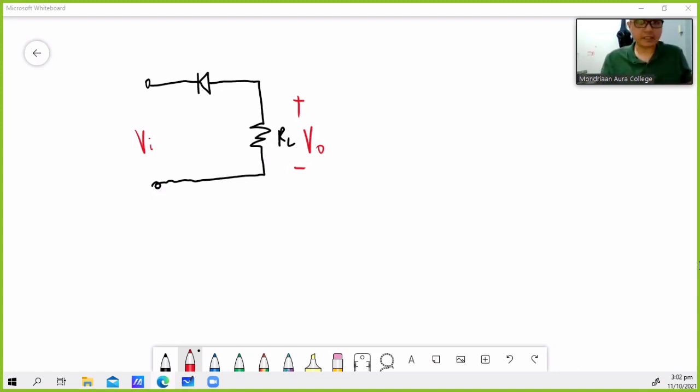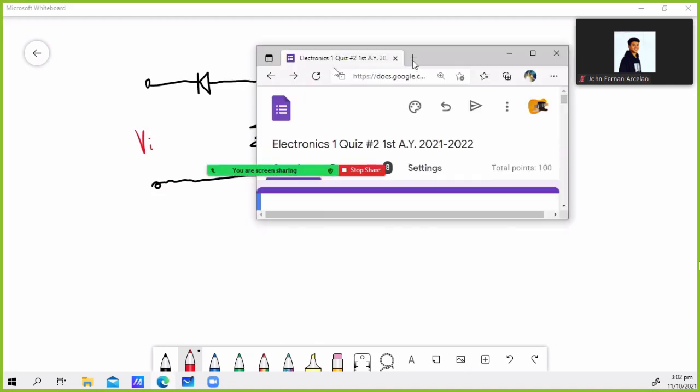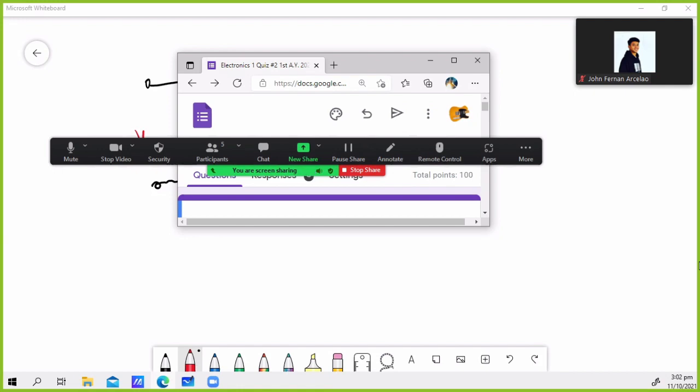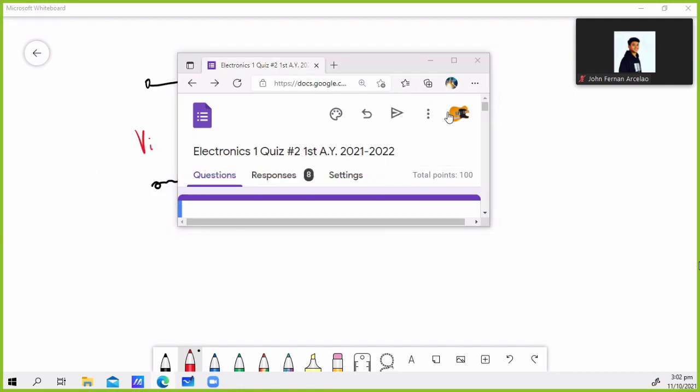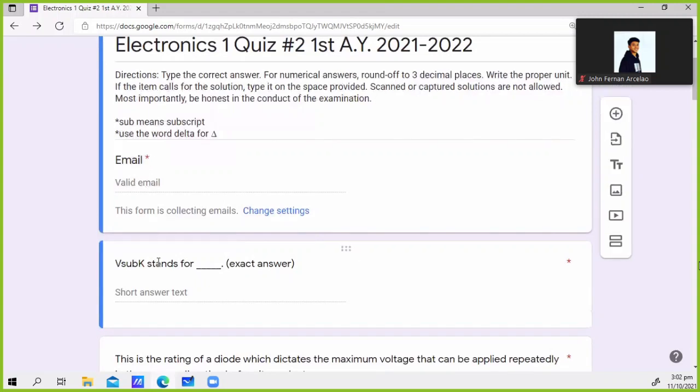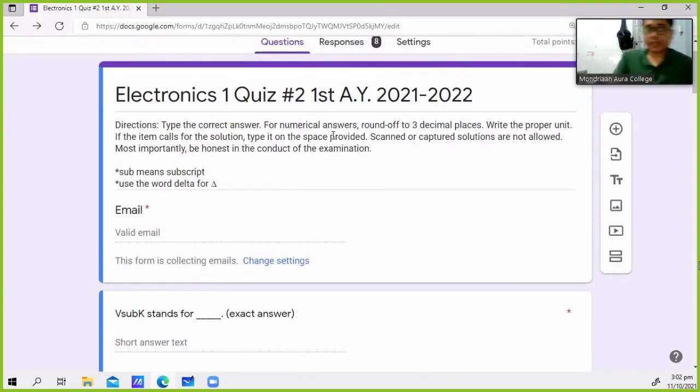So let's discuss the quiz. Okay. So directions muna tayo, no? Para klaro sa lahat, no? Pag hindi sinunod ang directions, syempre kahit tamang sagot, zero pa rin na makukuha. You must follow the directions, okay? So directions, type the correct answer.